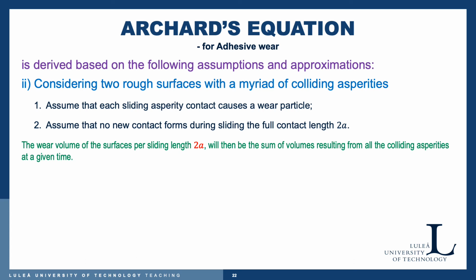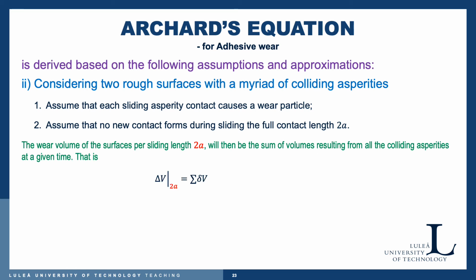Let us continue with the second assumption. So we consider two rough surfaces with a myriad of colliding asperities, and we assume that each of the sliding asperity contacts causes a wear particle. In addition to this, we also assume that no new contact forms during the sliding of the full contact length 2a. In this case, which is very hypothetical, the wear volume of the surfaces per sliding length 2a will be the sum of the volumes resulting from all the colliding asperities at a given time.